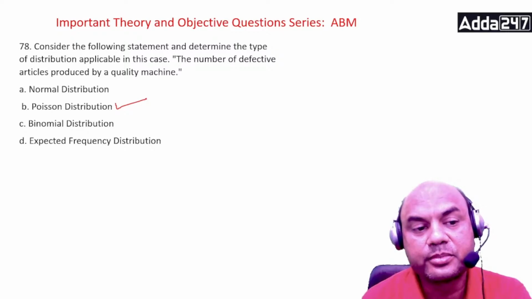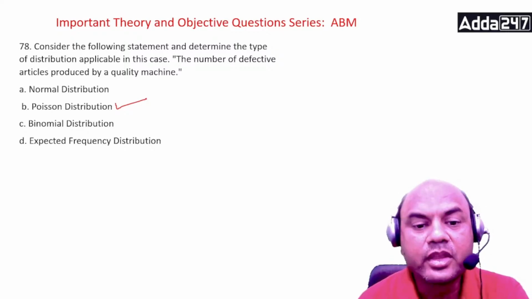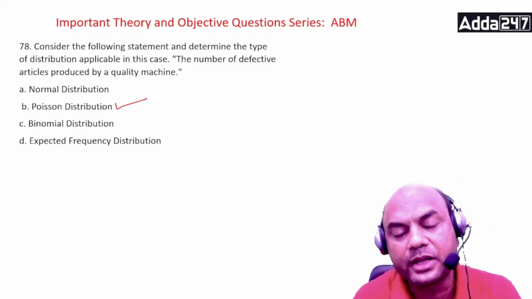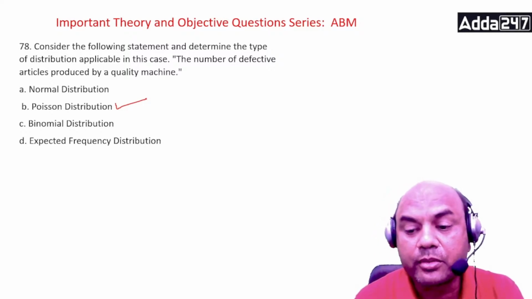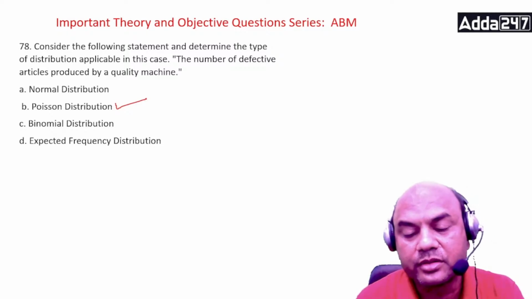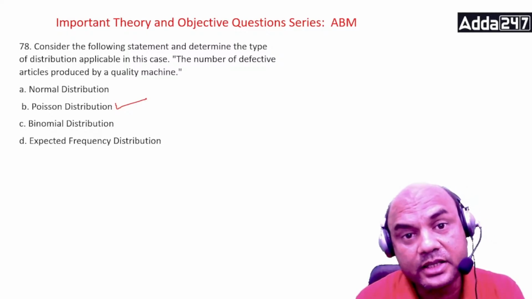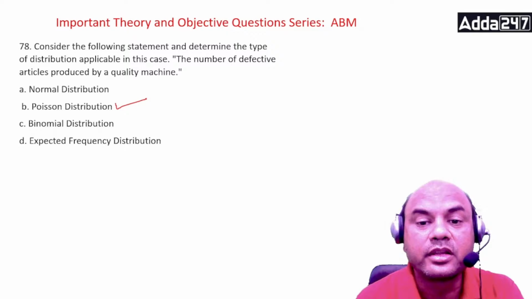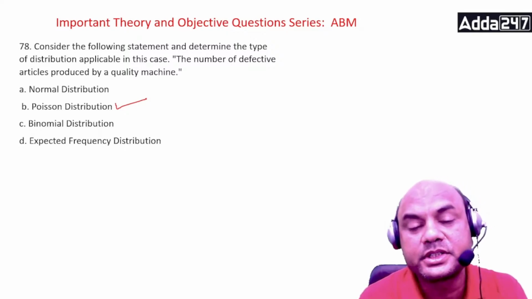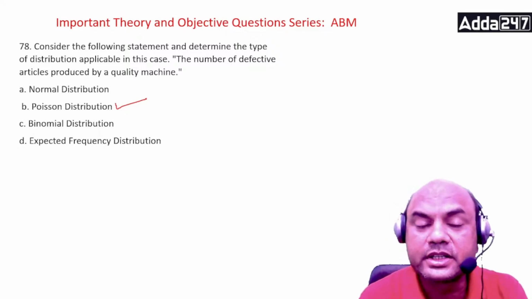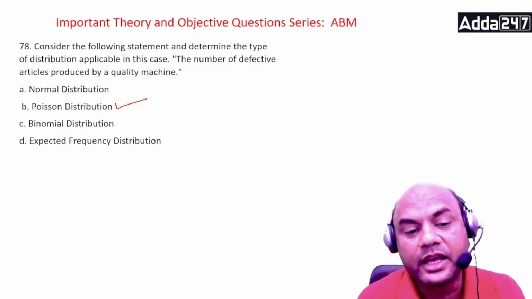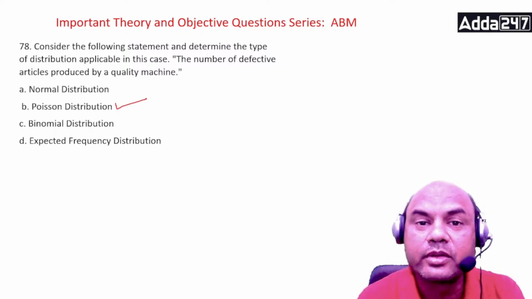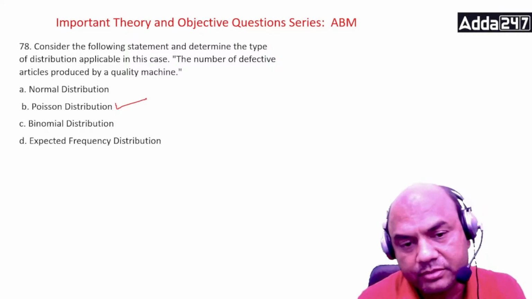Poisson distribution, produced by a quality machine. What is the Poisson distribution? It is applied when the total number of events is large and the probability of occurrence is very small. Events are large and occurrence is very small. This is the basic nature of Poisson distribution. Poisson distribution is a probability distribution that shows how many times an event is likely to happen over a given period of time, meaning likely to repeat.